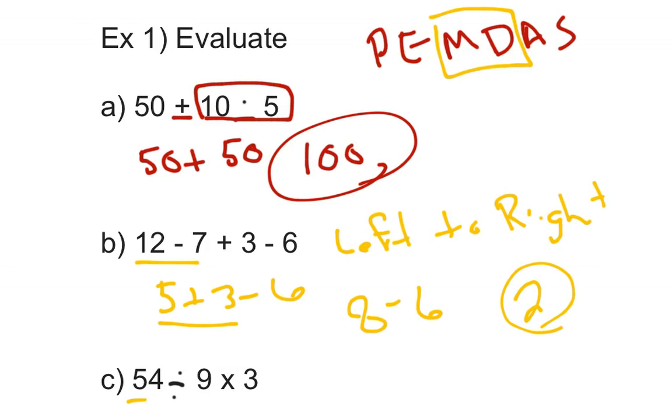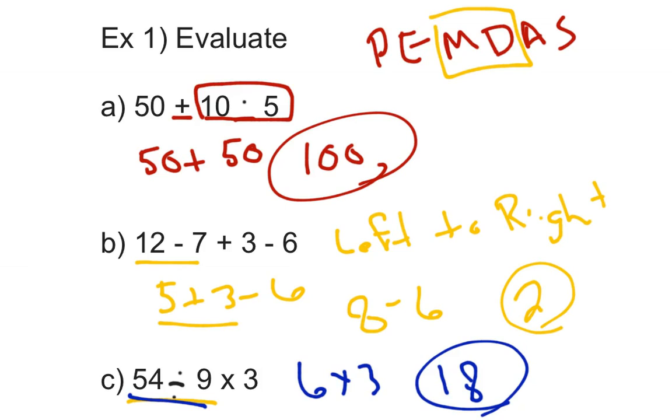So the first thing I'm going to do is the 54 divided by 9, which is going to give me 6, and then I still have that times 3. 6 times 3 gives me 18.